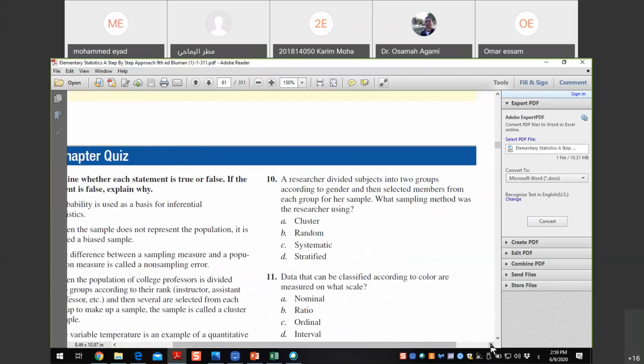A researcher divides the subjects into two groups according to gender and then selects members from each group for her sample. What sampling method was the researcher using? Cluster, random, systematic, stratified. Stratified. Excellent. Thank you very much.